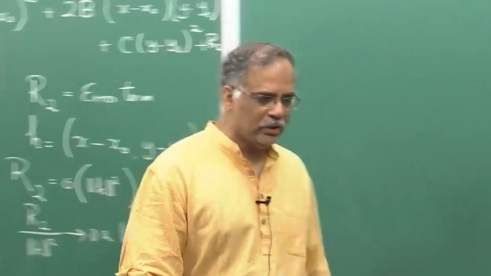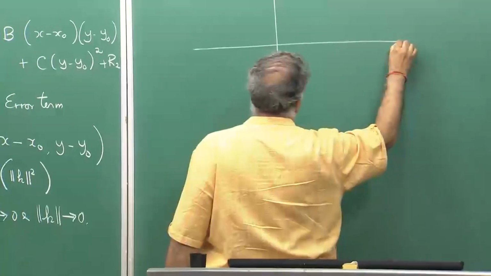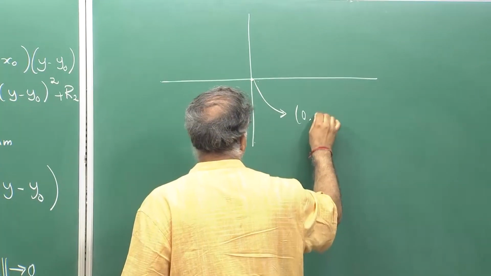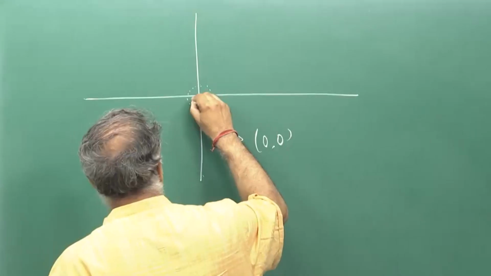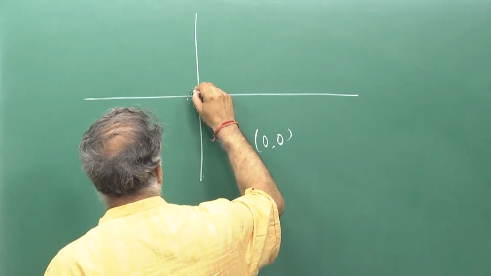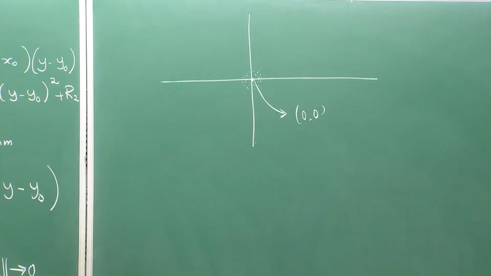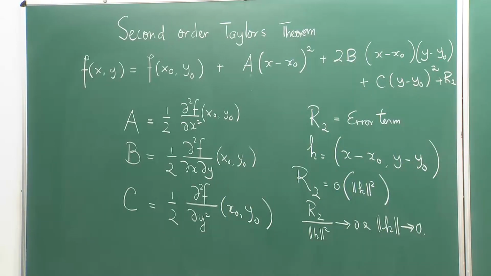So, if I take the point 0 0, this is the origin, and I take a very small disk around it, all points inside this circular disk except the ones on the boundary. As you make this radius shorter and shorter, you go nearer and nearer to 0. The more near you go to 0, the R2 value diminishes very fast, it goes to 0 very fast.